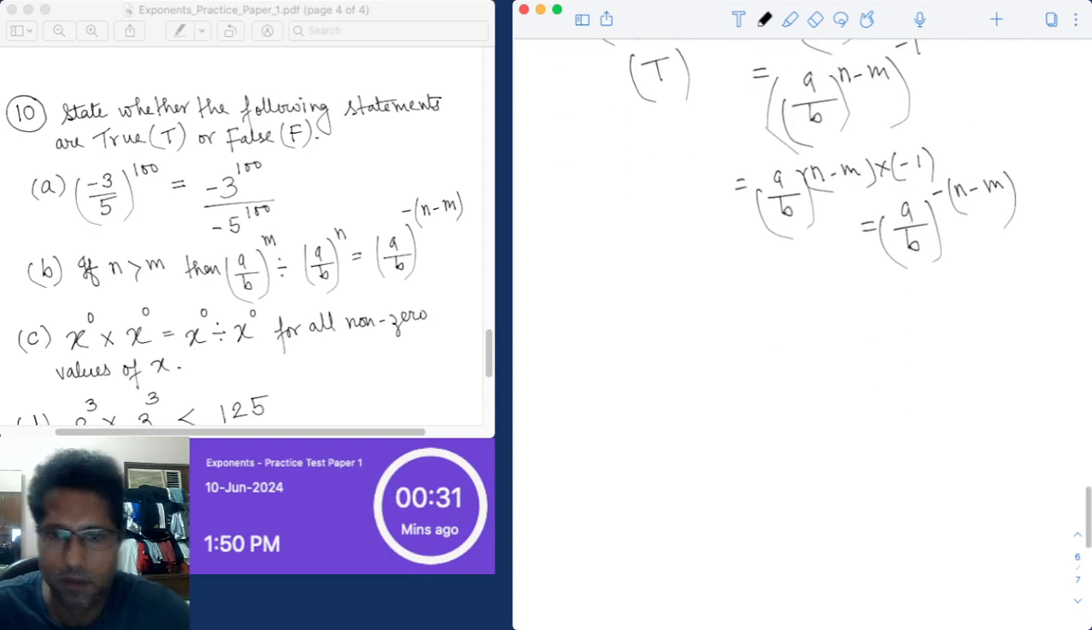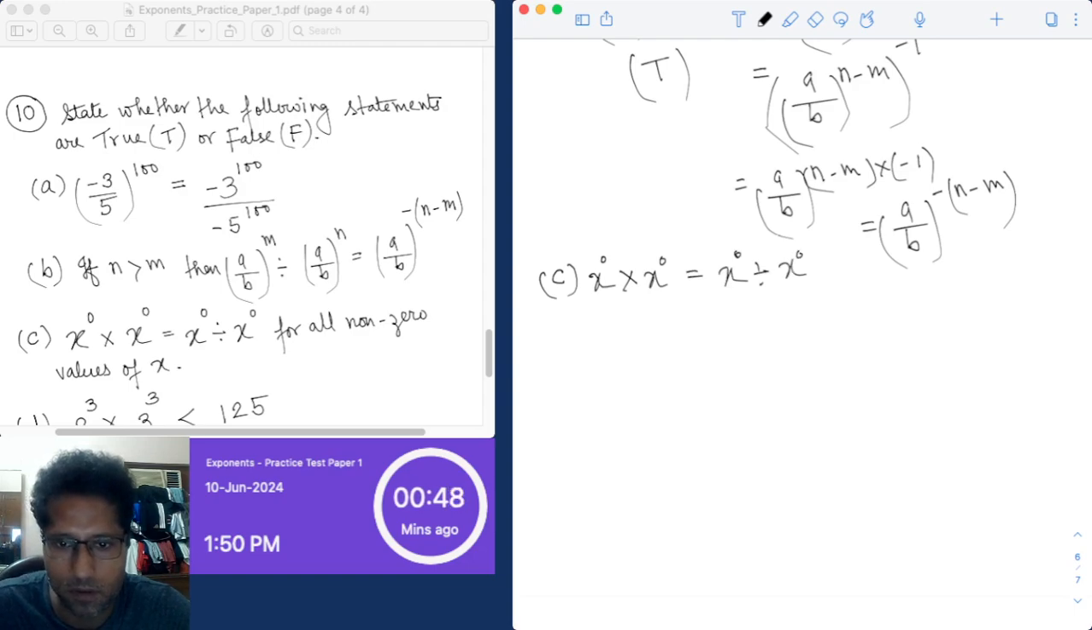Okay, let's see C. x to the power 0 multiplied by x to the power 0 equals x to the power 0 divided by x to the power 0. This implies 1 multiplied by 1 equals 1 divided by 1, which implies 1 equals 1. This is a true statement.